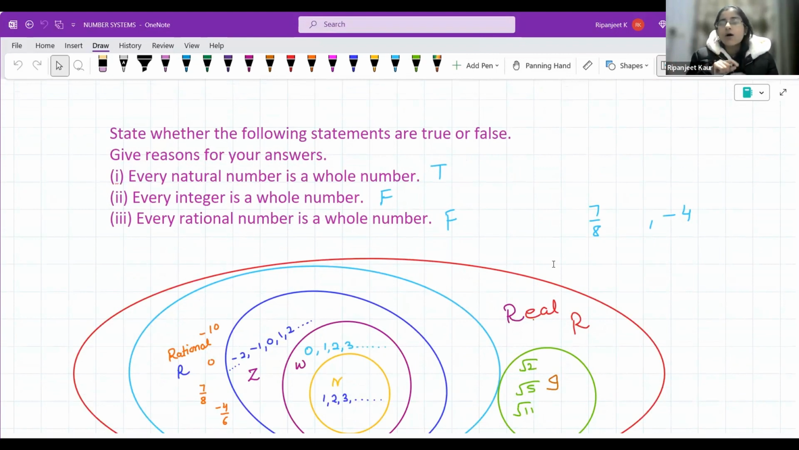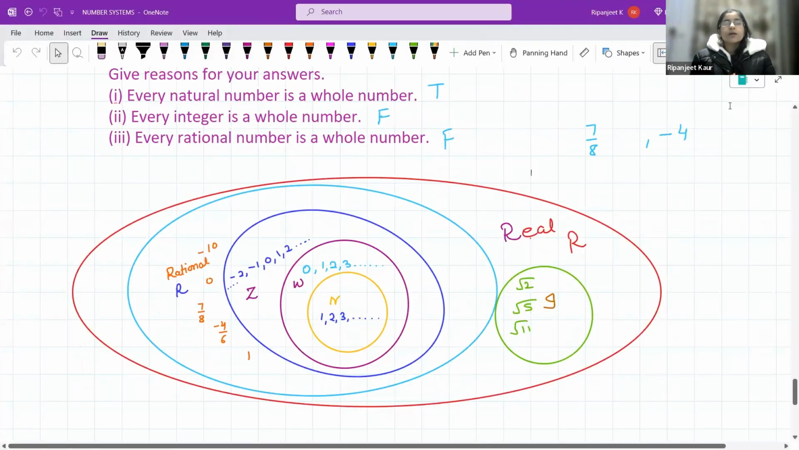Now, let me ask you one thing if you have done this. Do you think all the rational numbers are real numbers? Well, the answer to this is yes, because as we can see, the real numbers contain all the types of numbers. So we can say all the types of numbers are also real numbers, right?